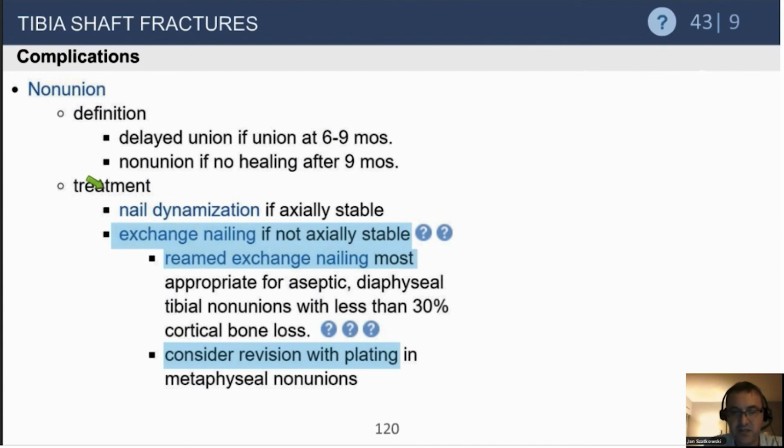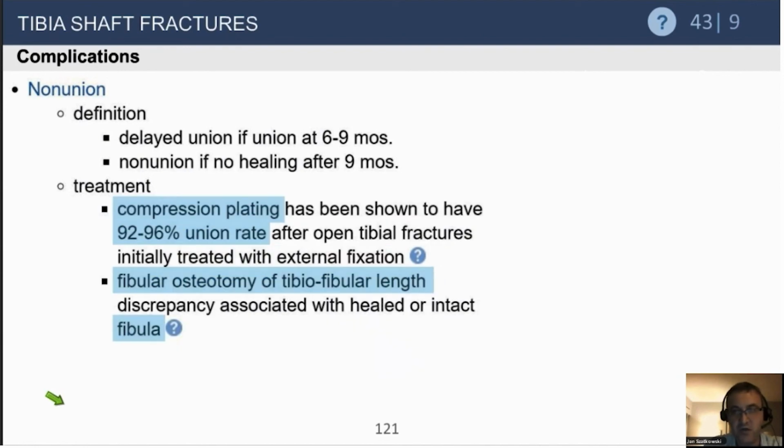Treatment: nail dynamization, exchange nailing. Reamed is the most appropriate. Many times we go up by 1 or 2 sizes, especially if there's going to be no bone loss. If there's significant bone loss, there are high rates of this not working. Consider revision with plating in metaphyseal non-unions, where you can get direct reduction and compression. But many times it's not necessary for an IM nail.